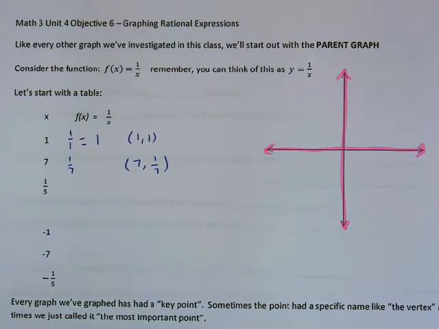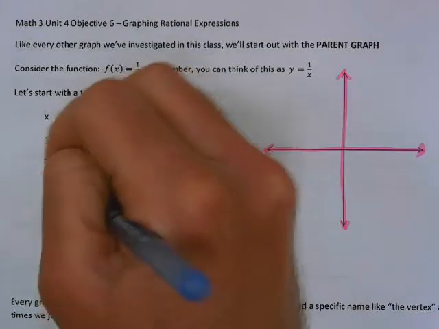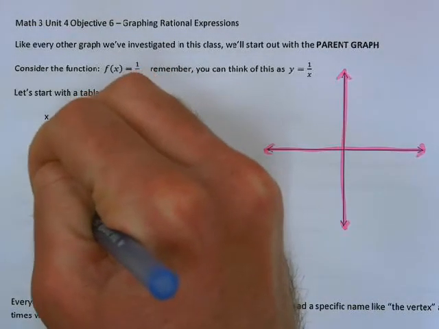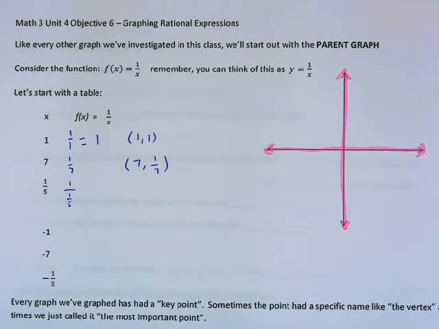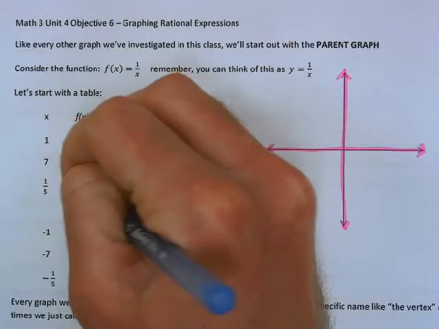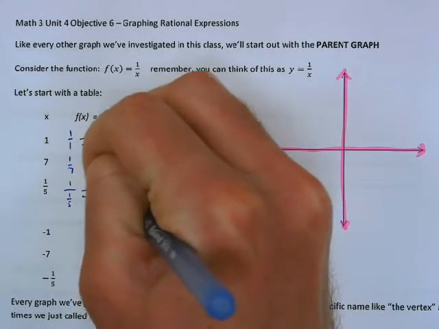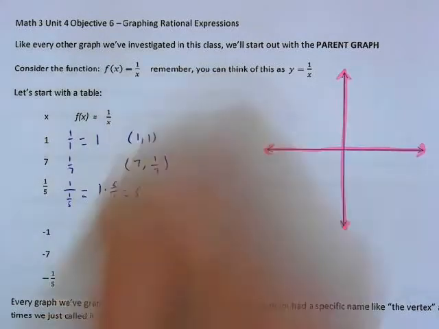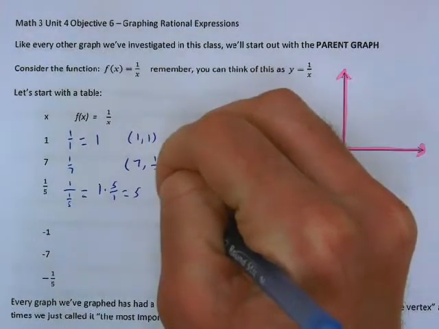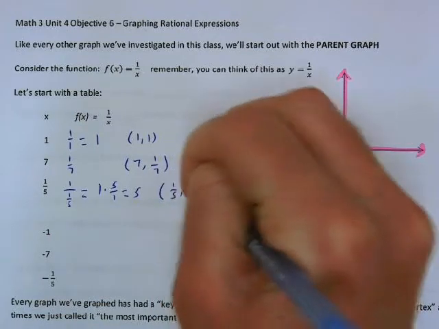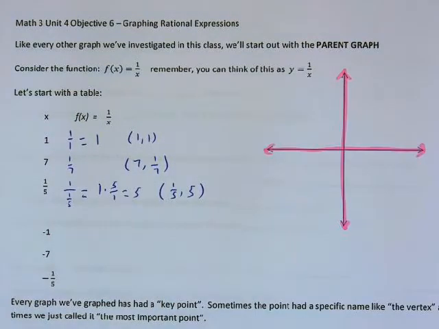Okay? Alright, what if we plug in a fraction, a small number, like 1/5? Well, then I get 1 over 1/5. And remember, dividing by anything is the same as multiplying by its reciprocal. So then this is the same as 1 times 5 over 1, which is just 5. So then I get the point 1/5, comma 5. Okay, so there's a few points by plugging in positive numbers. Let's plug in a few negative numbers, and hopefully that'll give us some more points.